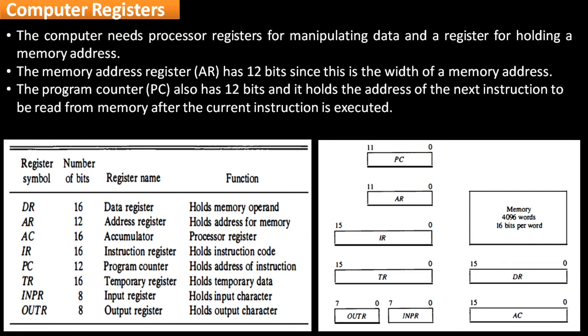Now the program counter here also has 12 bits. Why so? The program counter is basically used to hold the address of the instruction that has to be executed, and it automatically increments to the next instruction once the previous instruction has been fetched by the computer. Since the address width is only 12, the program counter in this computer is also 12 bit.